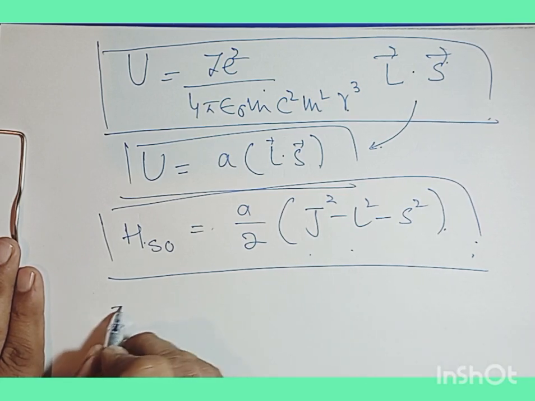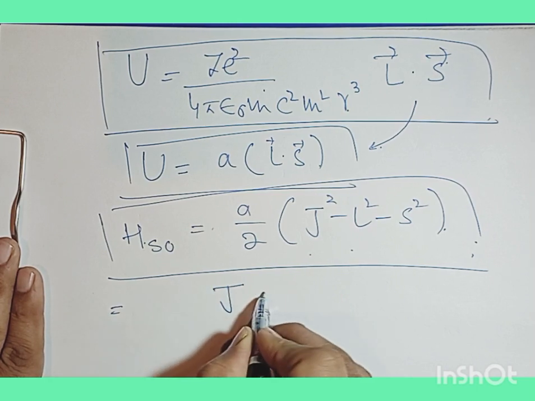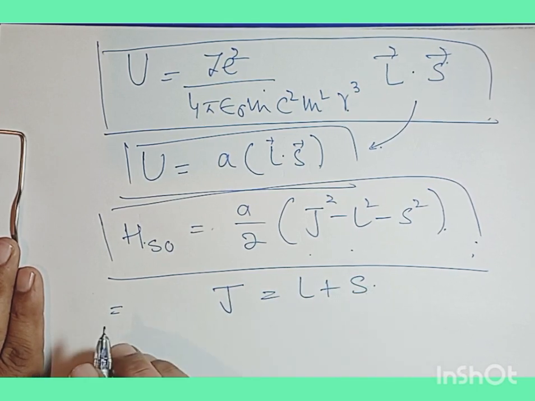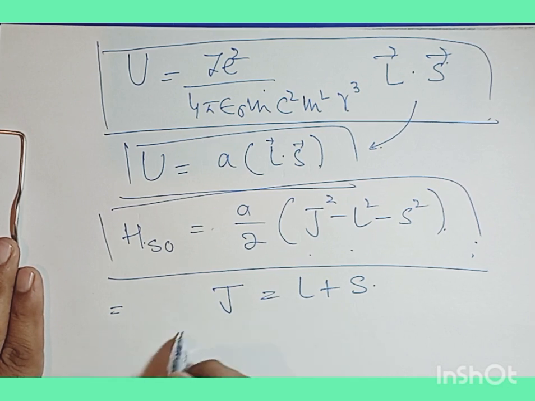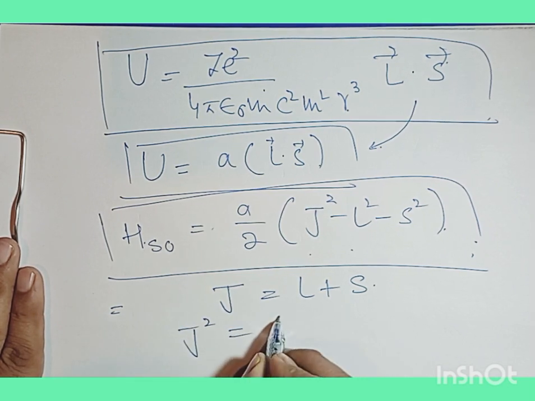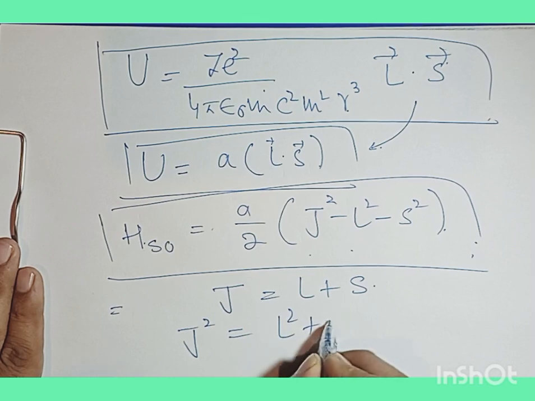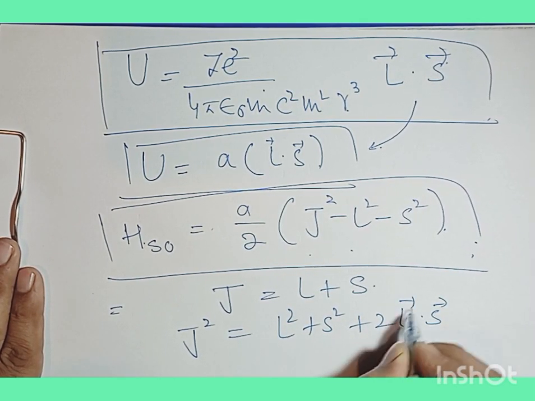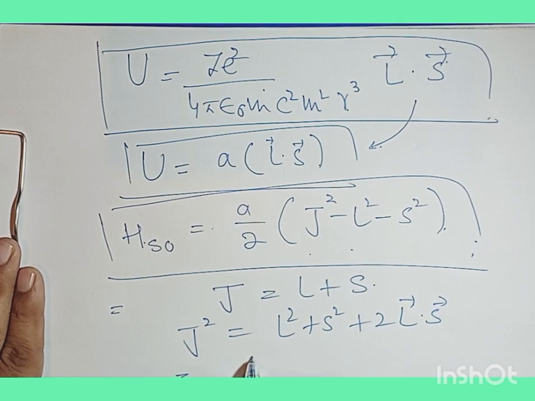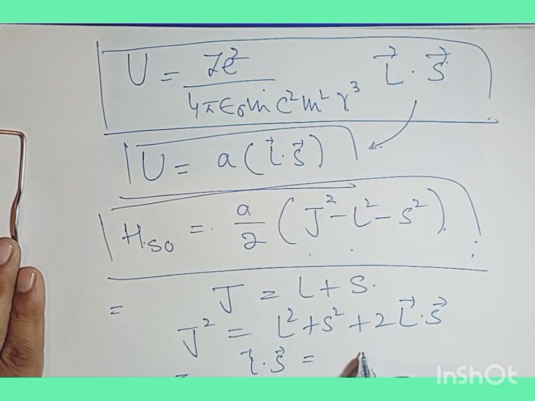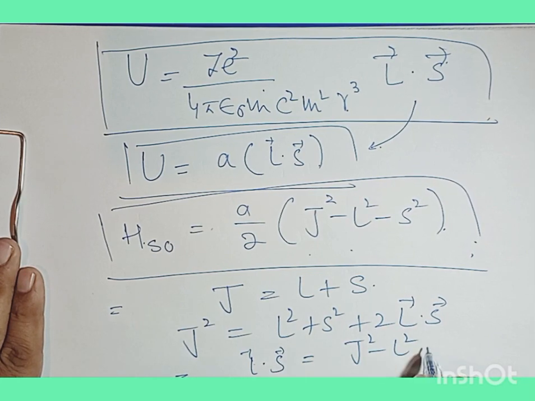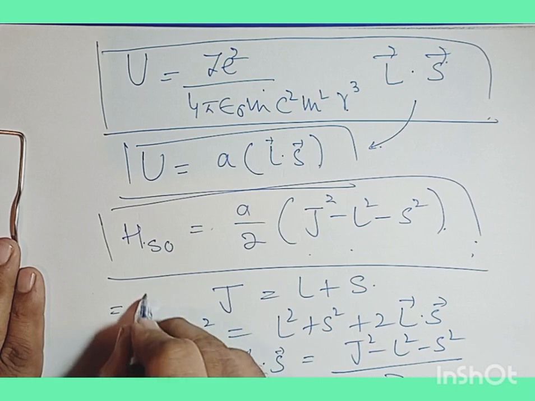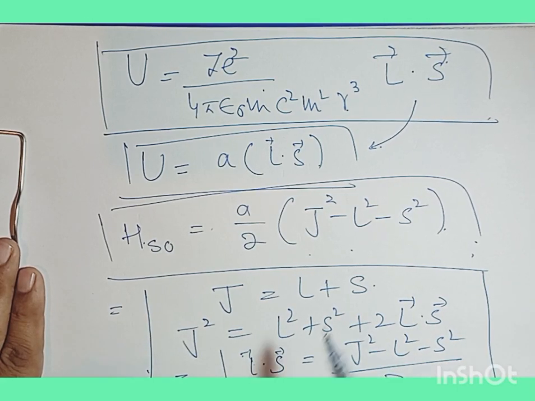Now if I talk about the total angular momentum J, that is L plus S, and if I go with squaring this, what I'll get is J square is L square plus S square plus twice L dot S. So from here we will have L dot S will be J square minus L square minus S square by 2. So from here we have obtained this L dot S.